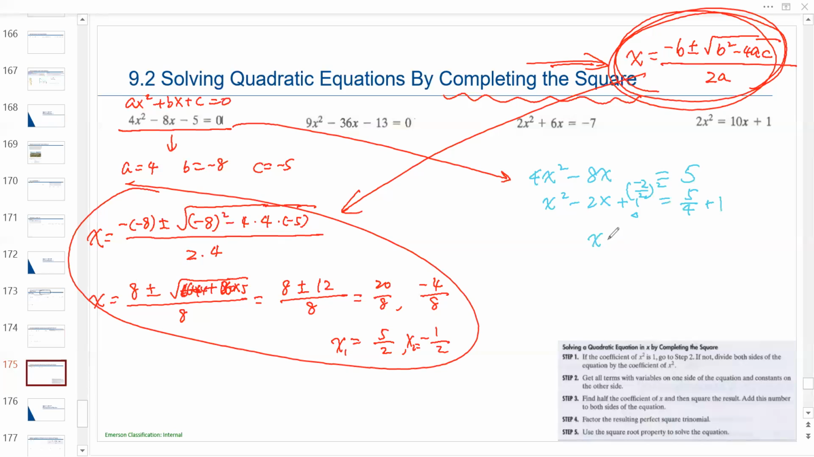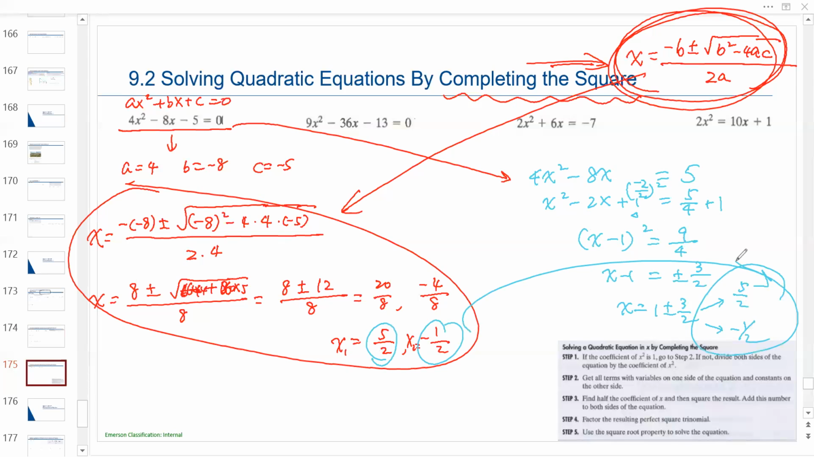So you can see here, it is 4 over 9, right? Okay, both sides square root. Here the square root is 3 over 2. So x equals 1 plus or minus that. So one of them is 5 over 2. The other one is negative 1 over 2. Right? It matches up here. Same process.